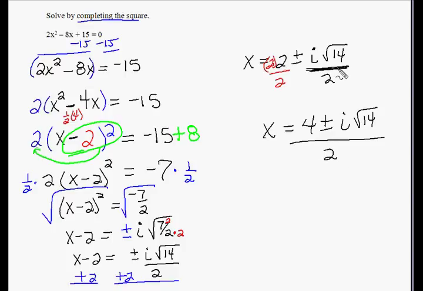So be careful not to continue with your fraction bar if the other number is not a fraction. And I hope you notice where I got this i from. We had the square root of a negative number, and that's where the i came from.